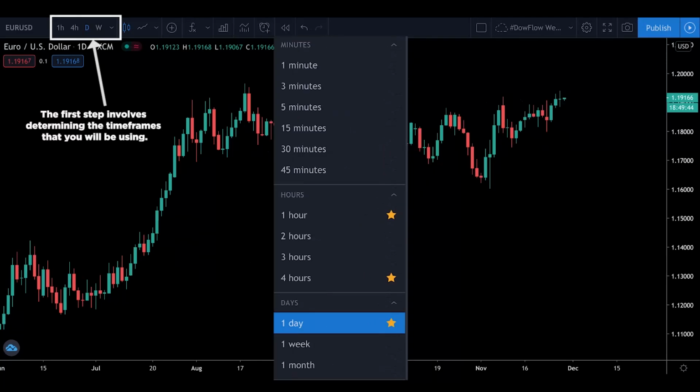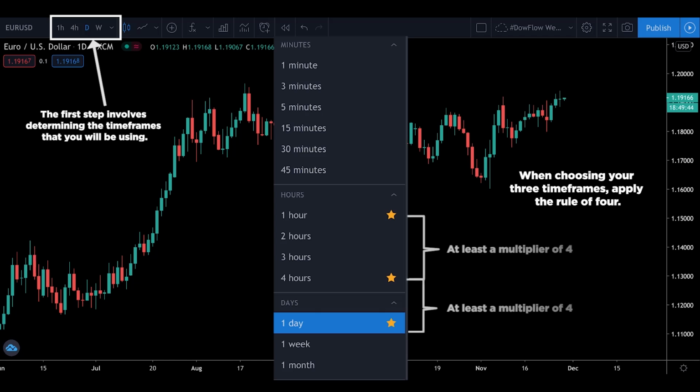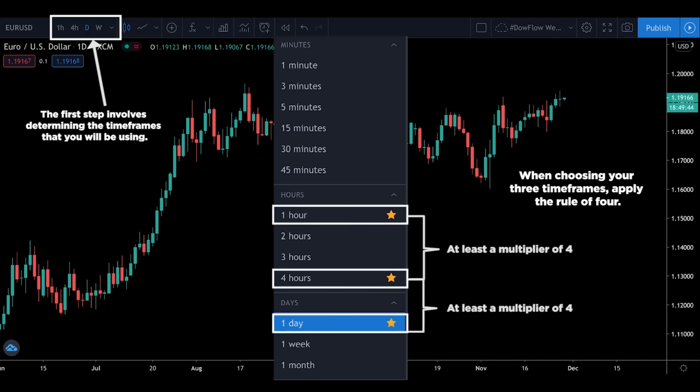The first step involves determining the time frames that you will be using. When choosing your 3 time frames, apply the rule of 4. This means that the period of each time frame chosen should differ by at least a factor of 4. It could be the H1, H4 and daily chart, or the daily chart, weekly and monthly charts, or any other combination as long as it follows the rule of 4.